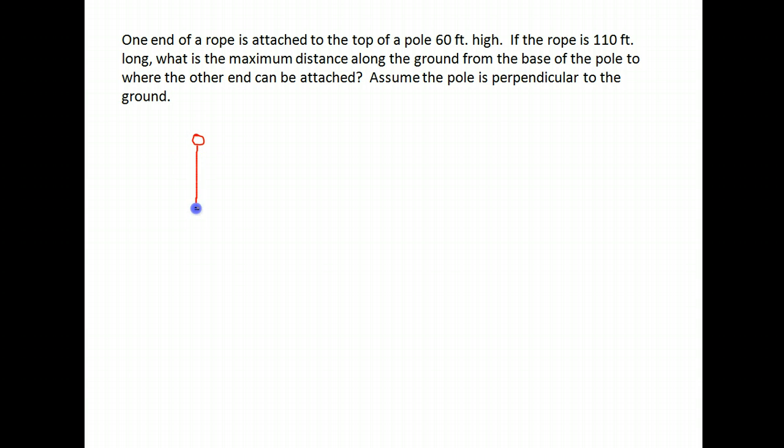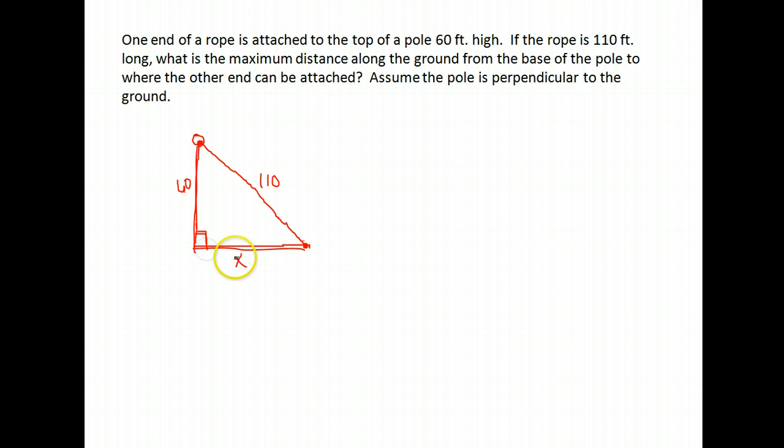So we've got a pole of some sort, maybe a flagpole or something. And it is 60 feet high. It's perpendicular to the ground, so it makes a right angle with the ground. We have this rope that's attached to the top of the pole, and we want to stretch it out as far as we can and attach it to the ground. The rope, it said, was 110 feet. We want to know what is the distance along the ground from the pole to the place where the rope would be attached.